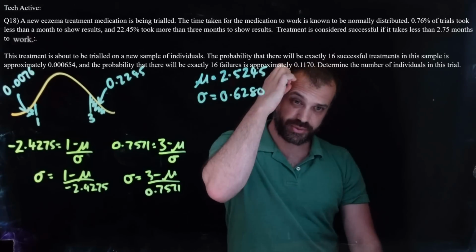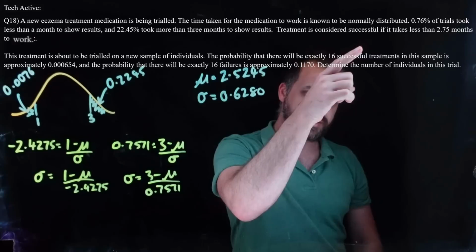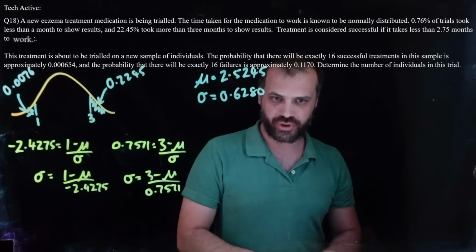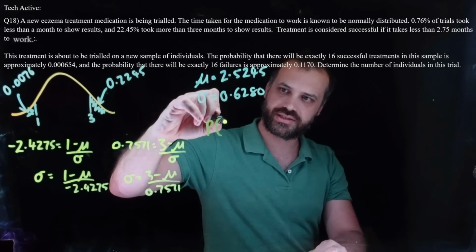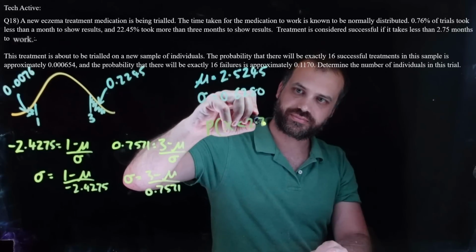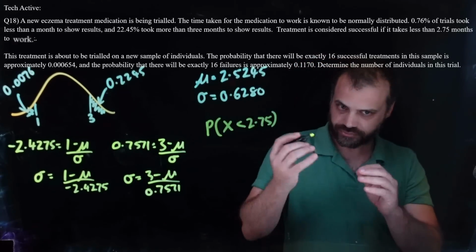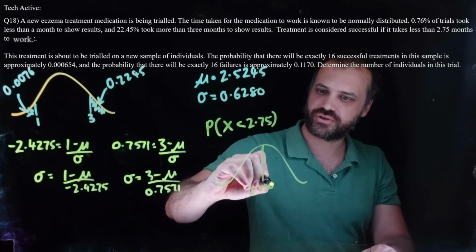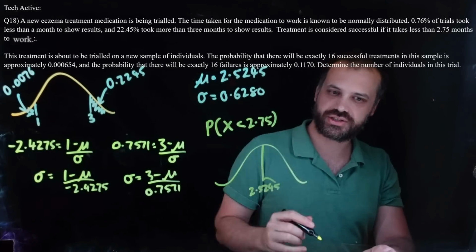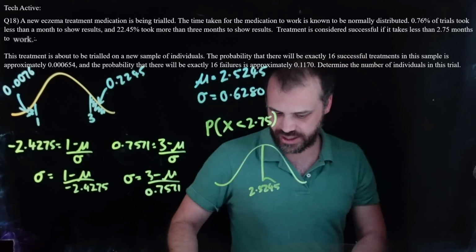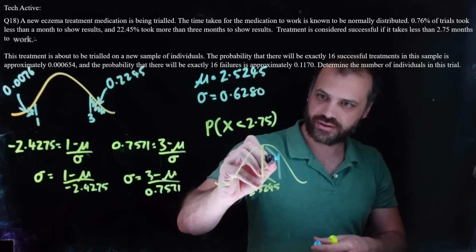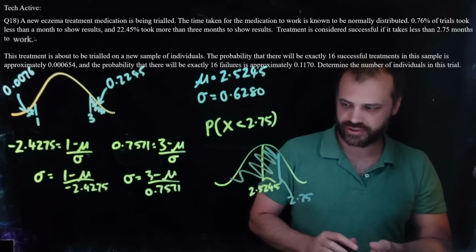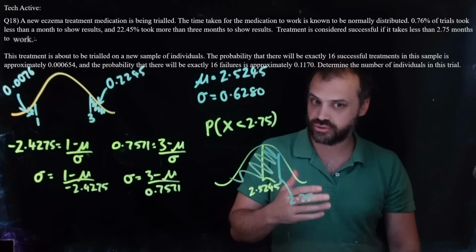The last part of this first paragraph says, treatment is considered successful if it takes less than 2.75 months to work. So it's a success if it takes less than 2.75. And it's a normal distribution. We know now what the mean is, 2.5245. We know the standard deviation is 0.628. And we're saying, hey, this is successful if it takes less than 2.75. So, calculator, another normal distribution.